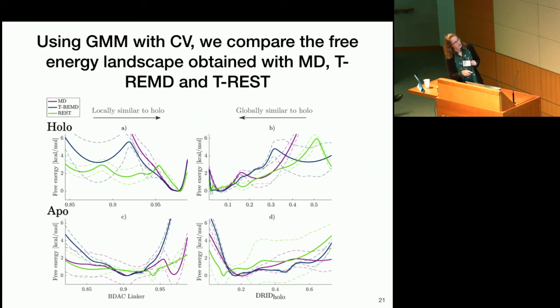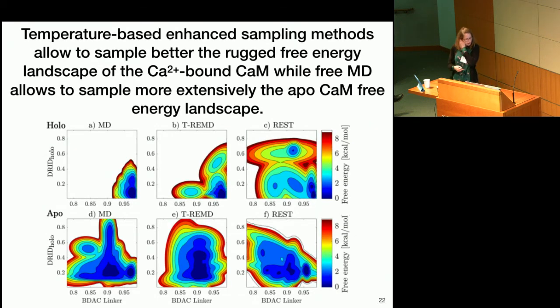You can see that, by the way, the standard error that is represented by the dashed line is pretty big everywhere, except in the minima close to the structure. To have a better view of this, we basically look at the probability distribution or the free energy along these 2 collective variables, the global one and the local one on this axis. And these plots show these free energies estimated with our estimator for MD, temperature-based replica exchange, and solute tempering in the presence of calcium and in the absence of calcium.